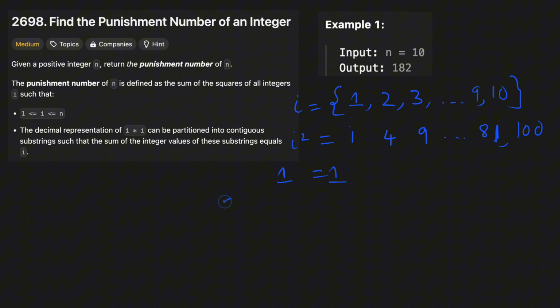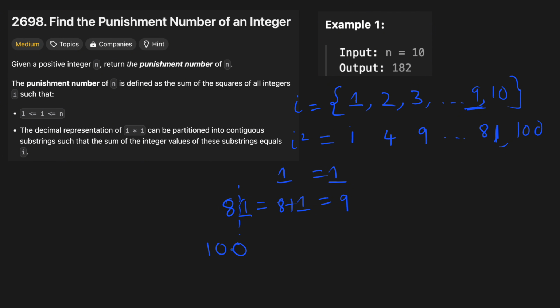Now let's take a better example where i square is equal to 81 and i is equal to 9. So one way to partition 81 will be like this, where the sum of the partition will be equal to 81, which is not equal to 9. But another way can be that we create a partition between 8 and 1. Then the sum of integer values of these partitions will be equal to 8 plus 1, that is 9, which is equal to i.